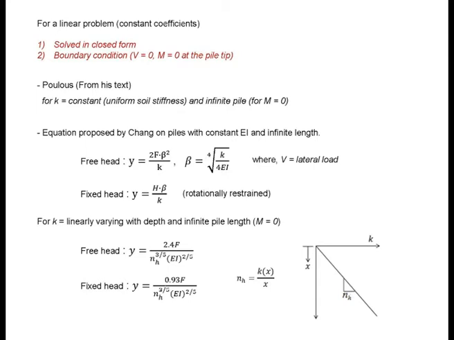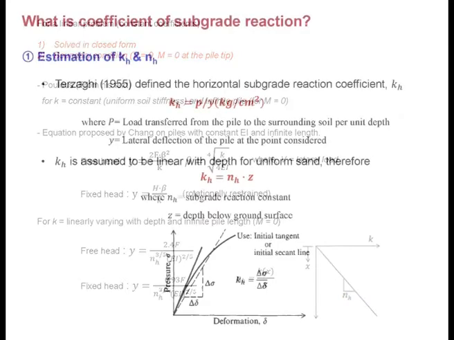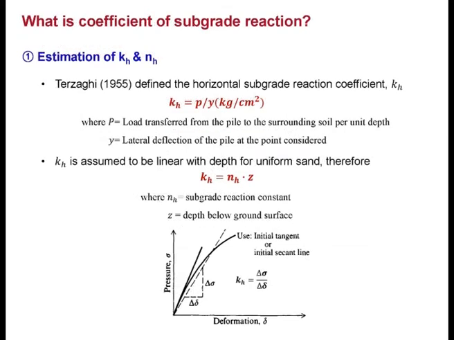In this case, compared to the constant EI, we obtain different closed-form solutions here. Maybe this is a reference for your information. I'm showing the summarized results, and you can use them practically, maybe in the preliminary design stage. That is the rest of my lecture.